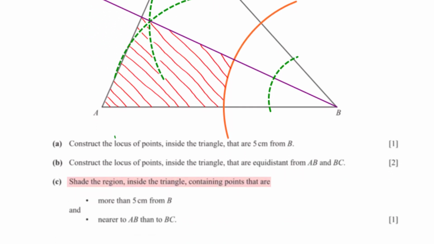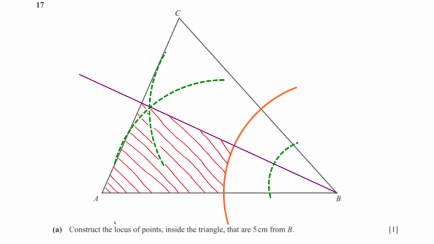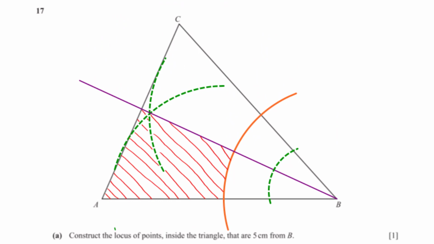Shade the region inside the triangle containing points that are more than 5 centimeters from B and nearer to AB than BC. Any region more than 5 centimeters from B will be away from the 5 centimeters arc we drew, and any region nearer to AB than to BC will be in the region that we have indicated.